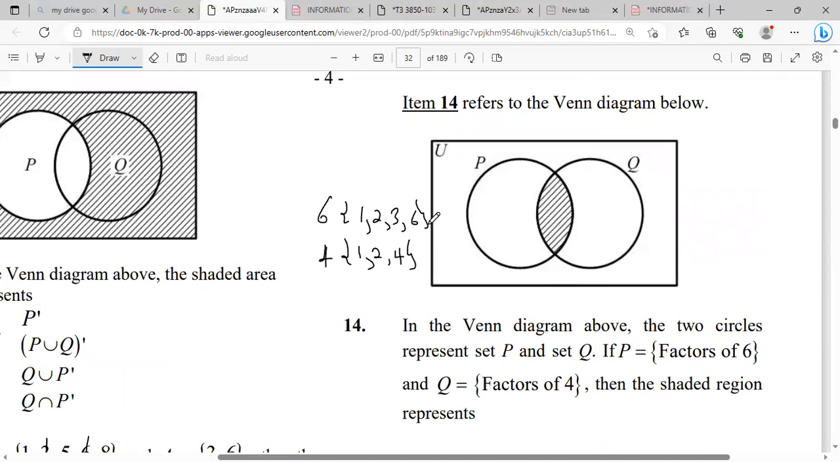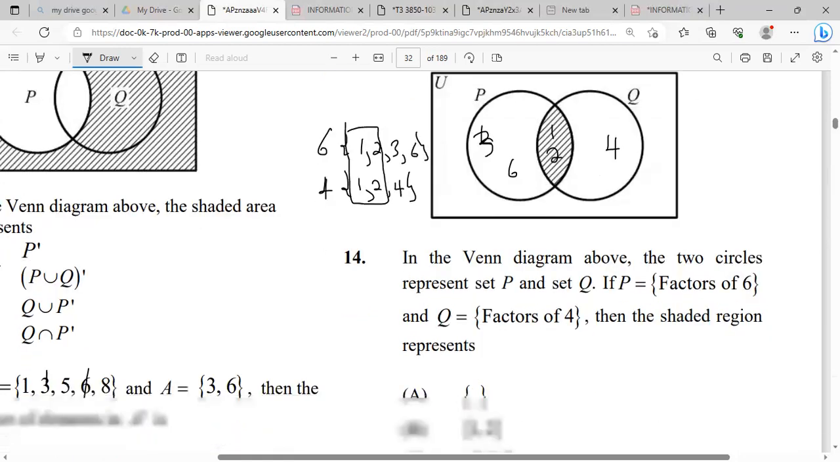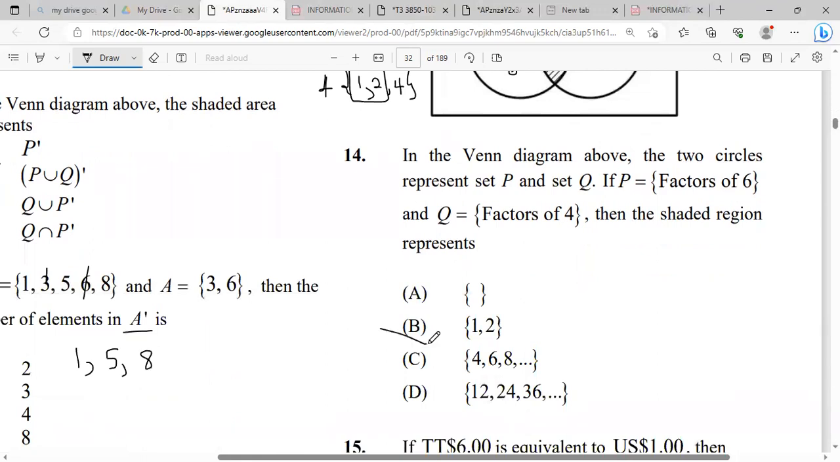So which numbers are common to both? 1 and 2, right? So 1 and 2 would go right here. For 4, it would be this. No, this is the P. So P would be 1, 2. So we have 3 and 6. And for this one, I would have 4, because it's 1, 2, and 4. So the ones that are common would be here, or the intersection. So that's 1, 2. All right, let's move on to 15.